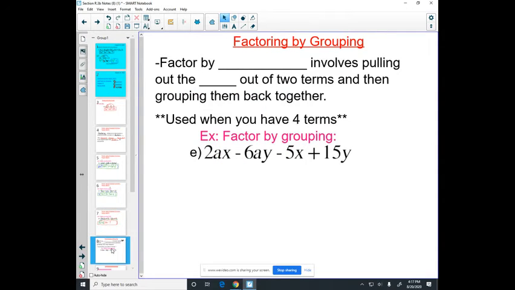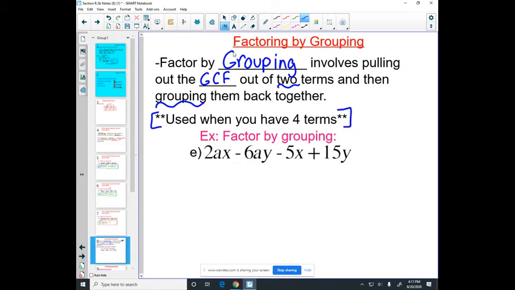All right, now let's move on to factor by grouping. Factor by grouping is very similar. Factor by grouping involves pulling out the GCF out of two terms and then grouping them back together. That's why this is called factor by grouping. You pull out the GCF and then you group them back together. So let's see how this is done. Just a side note, this is used when you have 4 terms. So if I say factor something in your directions and you've got 4 terms, you want to use this method.